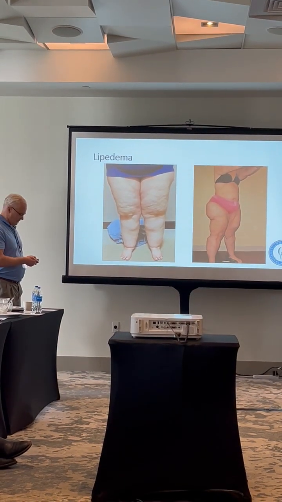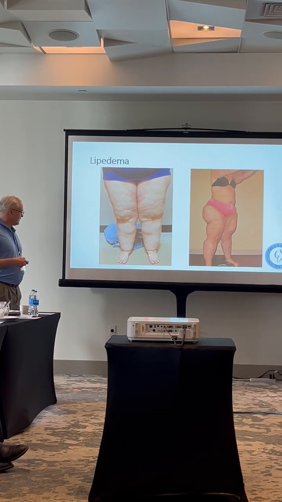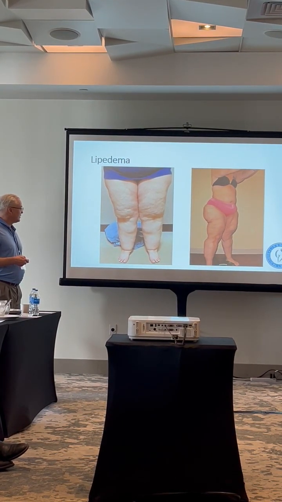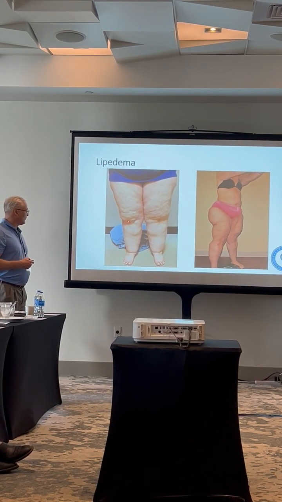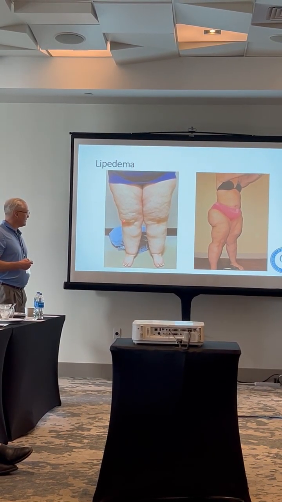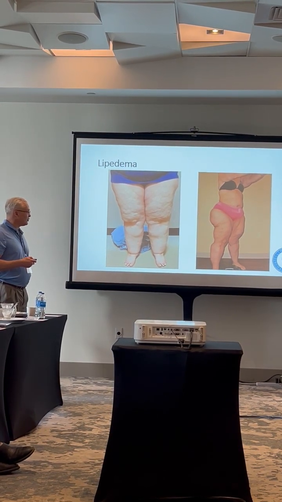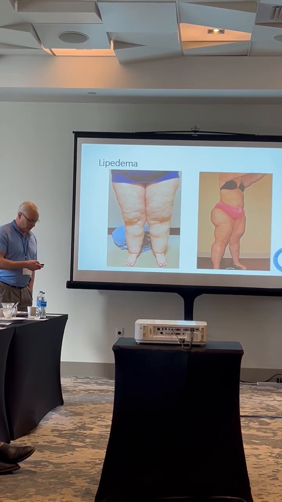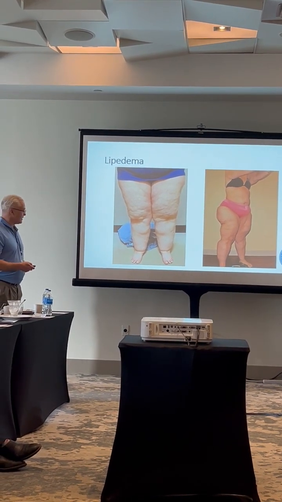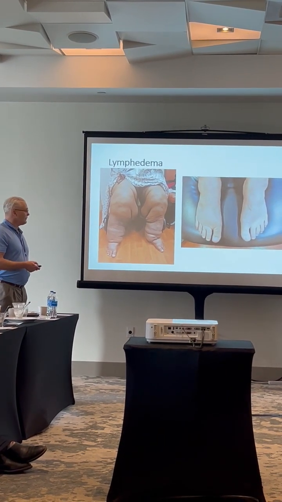This is a picture of lipedema, and you can see the classic cuff signs. This is fat tissue overhanging the knee, sometimes also called lobules. This is a lateral thigh lobule, upper arm lobules. These are classic presentations of lipedema. And then this is lymphedema.